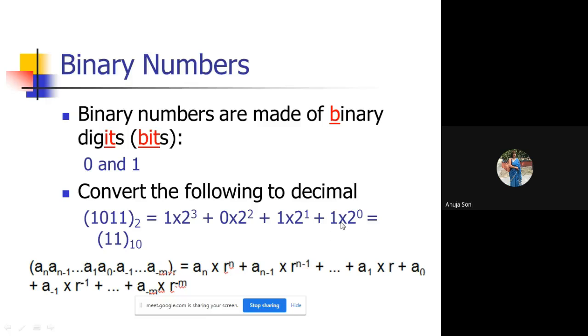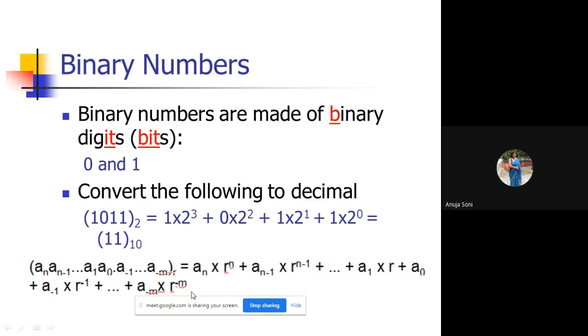You have to apply this formula: 1 multiplied by 2 raised to power 0, 1 multiplied by 2 raised to power 1, and 0 multiplied by 2 raised to power 2, and 1 multiplied by 2 raised to power 3. Ultimately, you will be getting the value as 11. 11 is in decimal form, 11, having a base as 10.